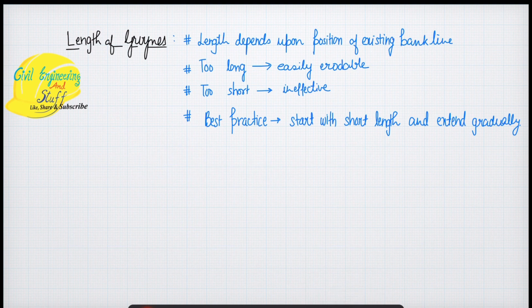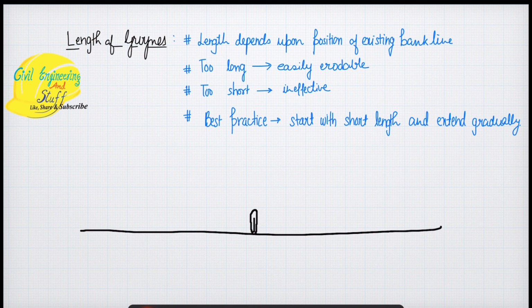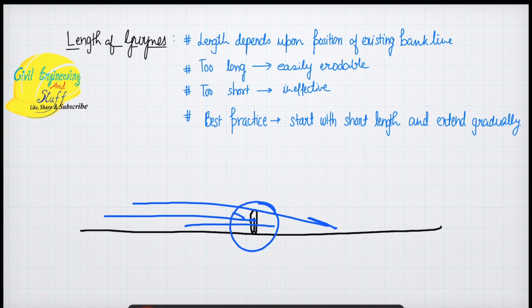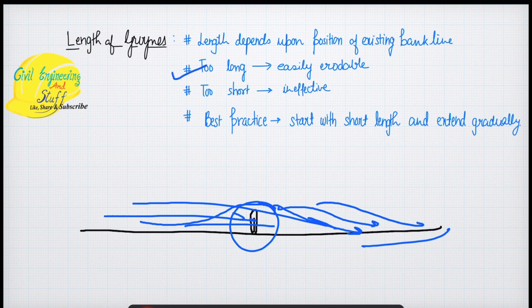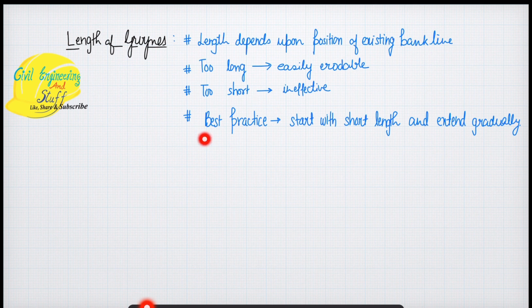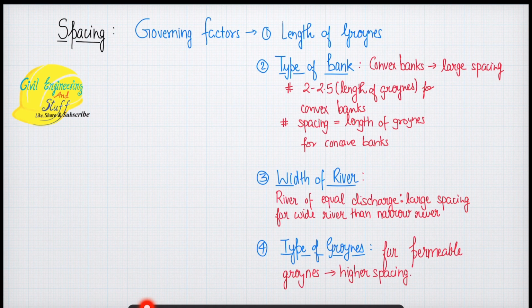While if we create a very small groyne, then basically it won't serve any purpose. The purpose of installation of smaller groynes will become ineffective, and water will move. There will be negligible reduction in the velocity, and the impact that flowing water will have on the bank will remain the same. Thus, the bank will erode. So if we construct too long a groyne, it becomes very prone to erosion. If we construct too short a groyne, the purpose of installation becomes ineffective. So the best practice is having a combination of long and short. We'll start with the short length, and then we will extend gradually. This is the best practice that is followed.